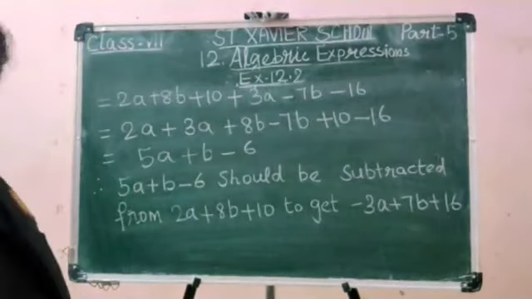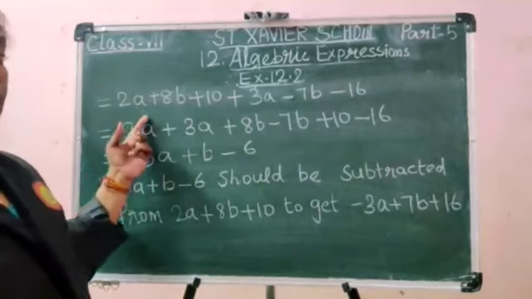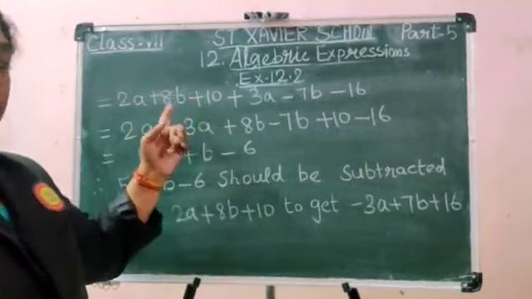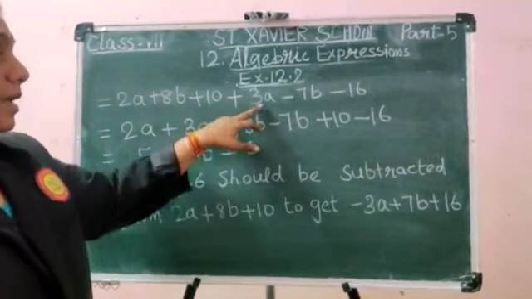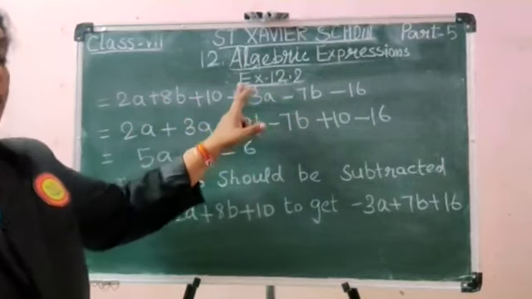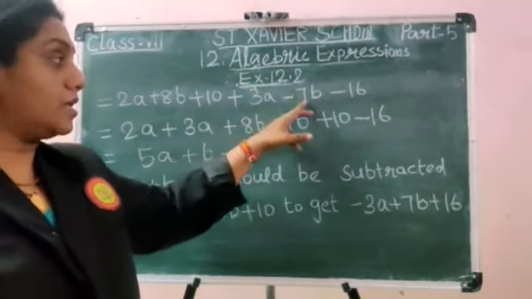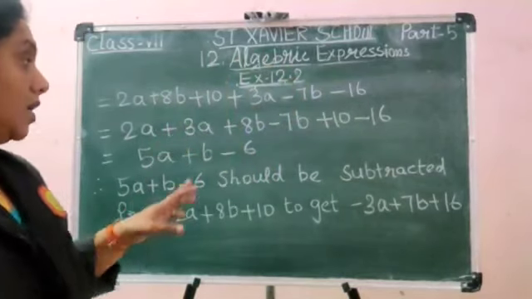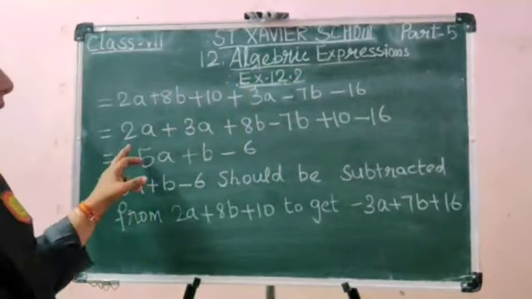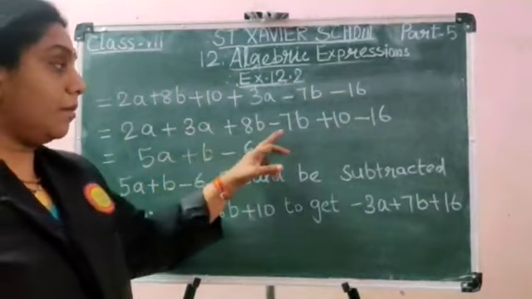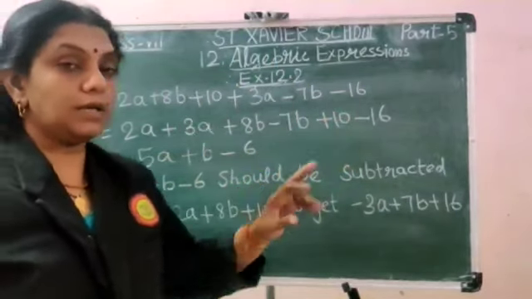In that we'll open the bracket, that will become 2a plus 8b plus 10 minus, and minus will become plus. So plus 3a minus, and plus will become minus. So minus 7b and minus 16. Now collect the like terms. 2a plus 3a plus 8b minus 7b plus 10 minus 16.